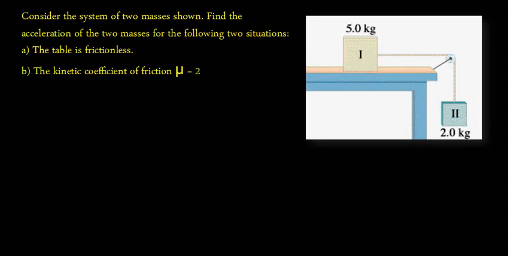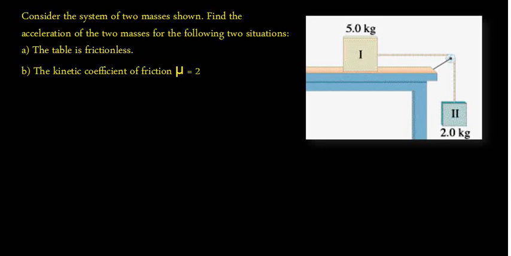Now, within the answer of this question, we will also be discussing the free body diagram, which is labeling and identifying all the forces acting on every single object within the system. So I have two scenarios in this question. The first one says: consider the system of two masses as shown. Find the acceleration of the two masses for the following two situations. In both scenarios, I will be calculating the acceleration of the system, which will be the same acceleration for the two blocks because they're moving together.